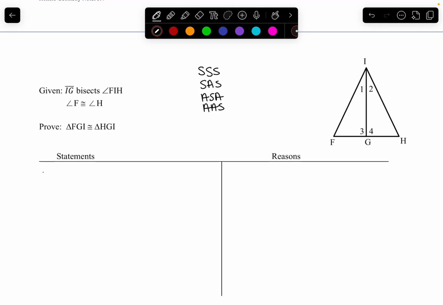So number one, we have line IG bisects angle FIH. I know that that's true because it was given to me. So here is angle FIH.